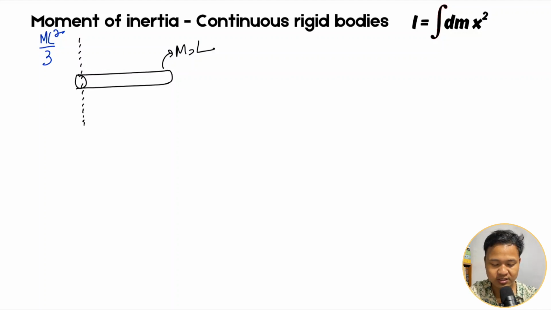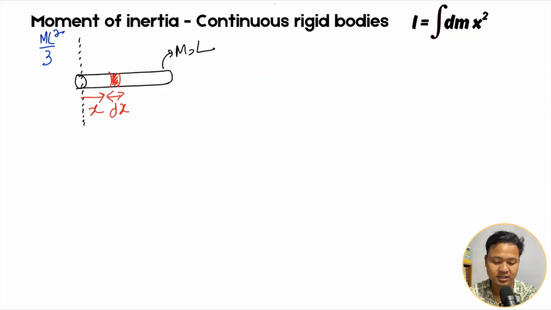So you have a continuous body, so you have to use integration. You have to cut this rod into small pieces, and then you have to add all of them. Integration means summation. So here I'm going to take a small segment. Let's say the length of this segment is dx, at a distance of x from the axis of rotation.